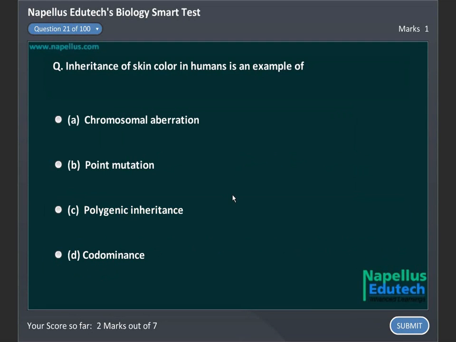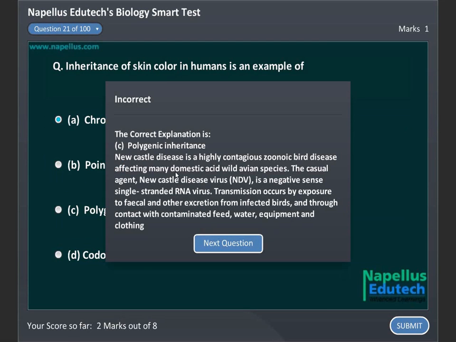Inheritance of skin color in humans is an example of: A. Chromosomal aberrations, B. Point mutation, C. Polygenic inheritance, D. Codominance. Correct answer is C. Polygenic inheritance.